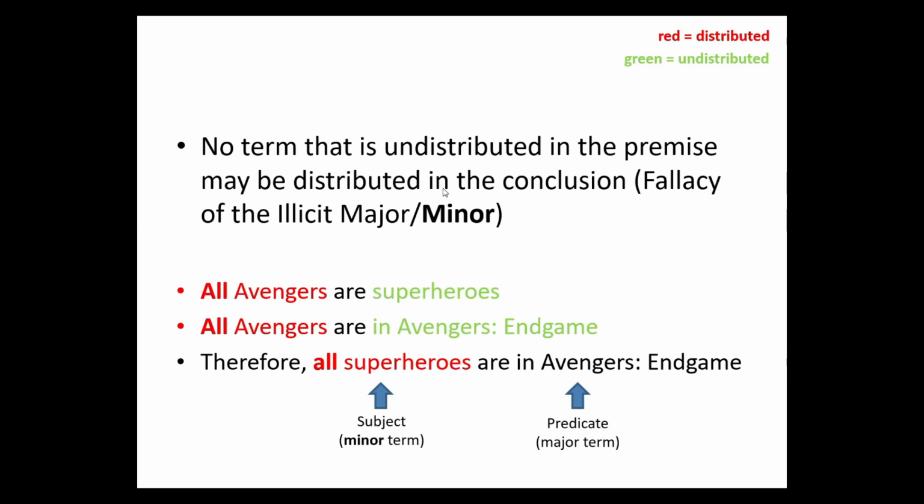Other examples of the fallacy of the illicit minor include all dogs are animals, all dogs are mammals, therefore all animals are mammals. The fallacy of the illicit minor is a fun one to watch if you get forced into listening to people talk about politics. All X vote Y, all X are Z, therefore all Y voters are Z. You can fill in the placeholders with your own values, pardon the pun.